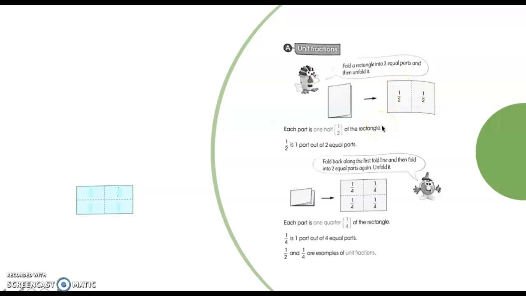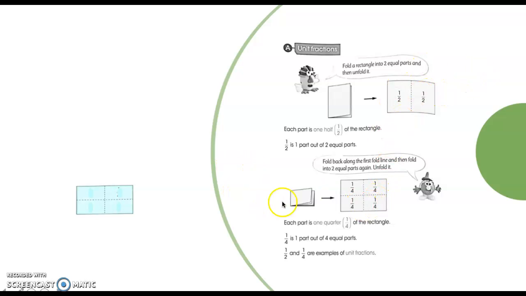Each part is 1/2 of the rectangle, so if I take one part, that's 1 unit of the whole thing, it will be 1/2, because I cut this into 2 pieces and then I am taking one part, so 1/2. So 1/2 is one part of the 2 pieces. Okay, 1/2 is one part or one piece out of the 2 pieces.